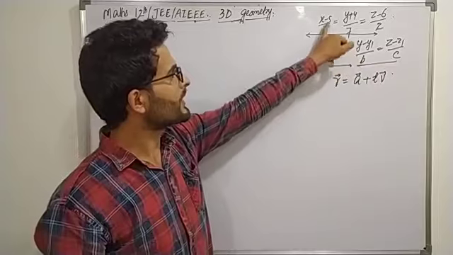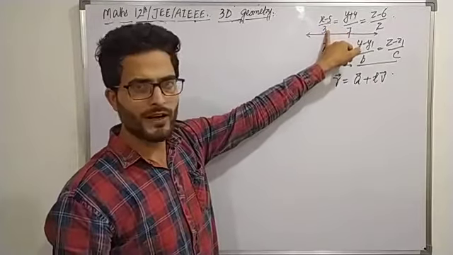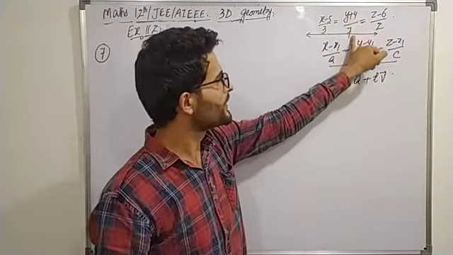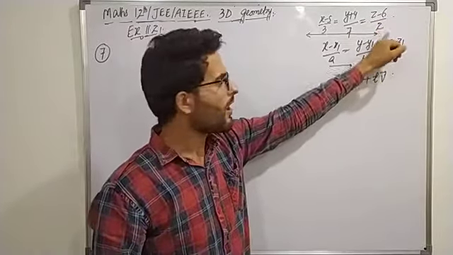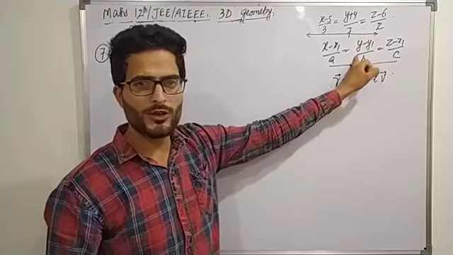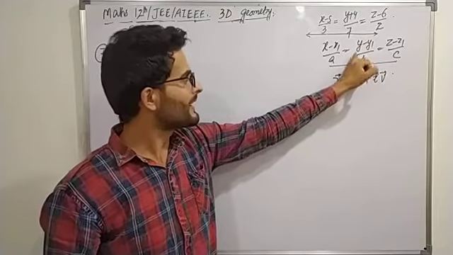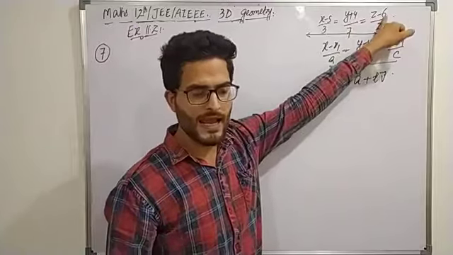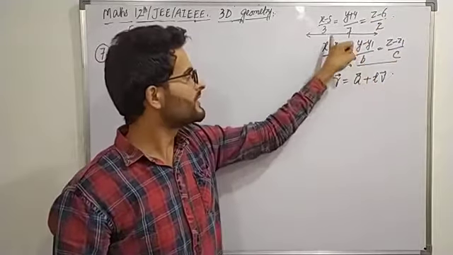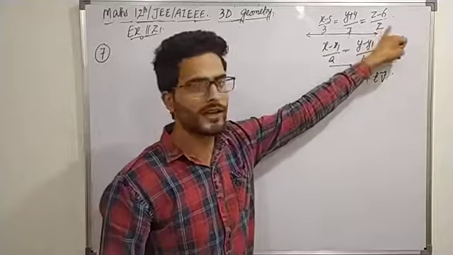So since the equation is x minus 5 divided by 3 equal to y plus 4 divided by 7, and that's equal to z minus 6 divided by 2, on comparing this equation with the equation of line in Cartesian form, we will get this line passes through the point 5, minus 4, 6 and is parallel to a vector with direction ratios 3, 7 and 2.